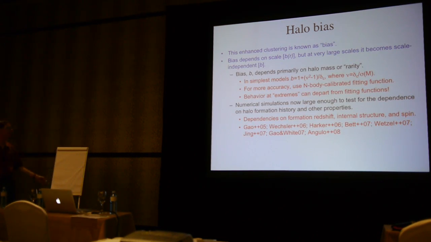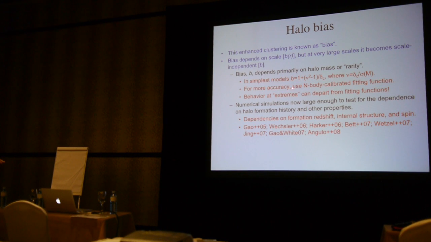So that enhancement is known as bias. The bias in principle depends on scale. It can depend on scale to quite large scales. But if you keep going to very, very, very large scales, then it becomes a scale-independent number. And often when people talk about the bias, that's what they mean, this asymptotic value. And this bias depends primarily on halo mass or rarity, depending on how you want to phrase it. And in the simplest models, b is 1 plus (ν² − 1)/δ_c, where δ_c was that collapse threshold I talked about earlier, typically a number like 1.7 or so, and ν is defined to be δ_c/σ, this linear theory mass variance.